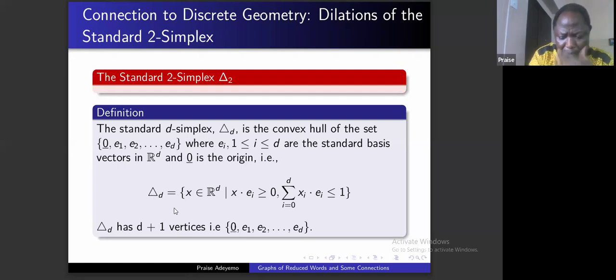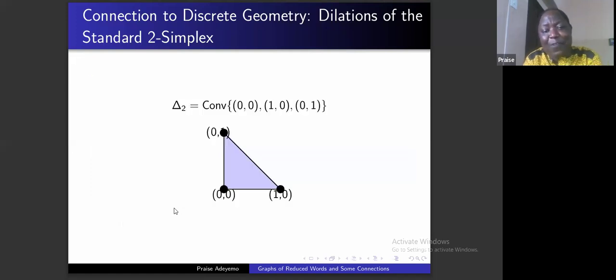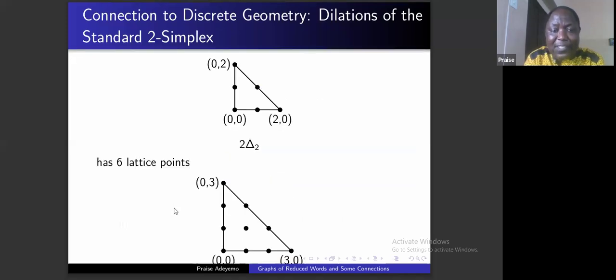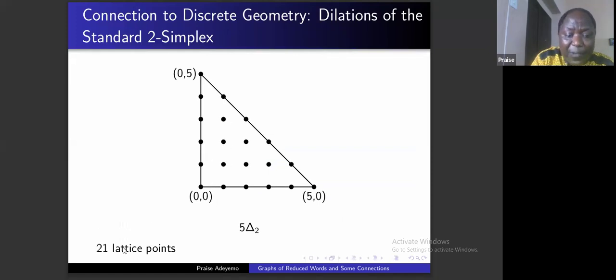So what about the dilation? Dilation is just the scaling. I know the time is up. The question is that we want to count. For this one, the convex hull of 3, 2, if I scale it by 2, there are going to be 6 points. Here that will be 10 points. If I scale it by 4, that will be 14 lattice points. And if I scale it by 5, that will be 21 lattice points.